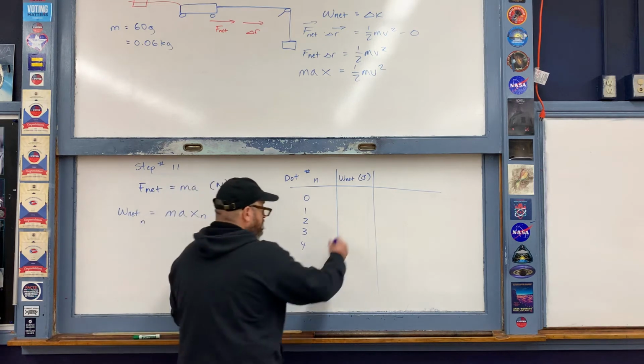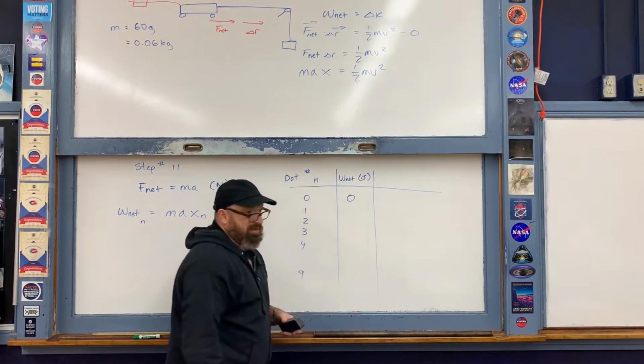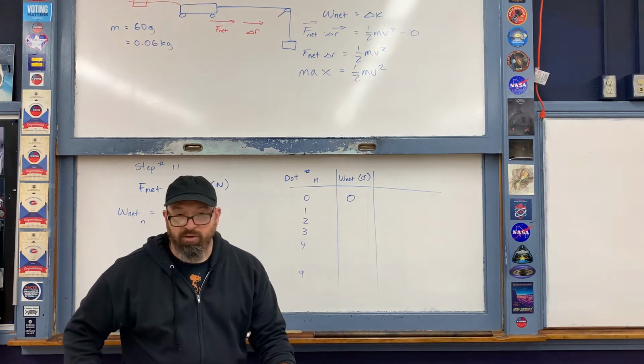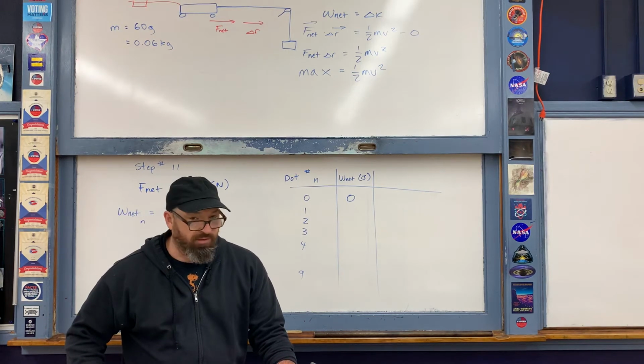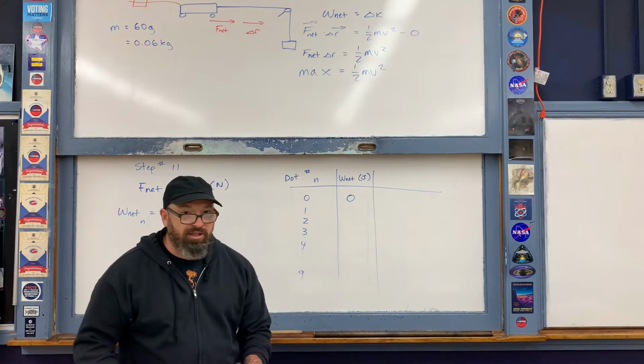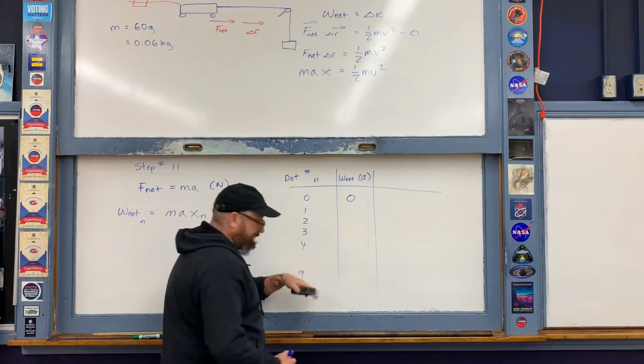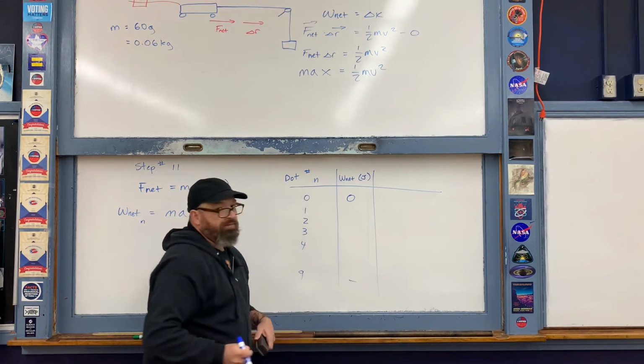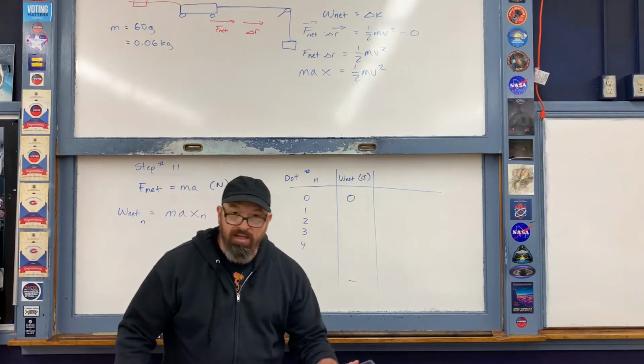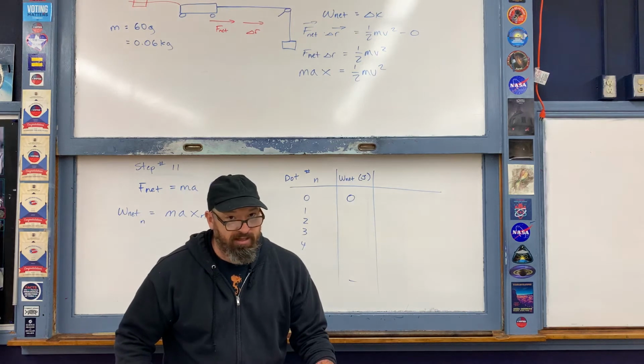Note for dot 0, however, that the position is equal to 0, so therefore the net work done for dot 0 is of course just 0. And then you complete this process for dots 1 through 8. Don't bother to do this, however, for dot 9, because we can't calculate a kinetic energy at dot 9 anyway.